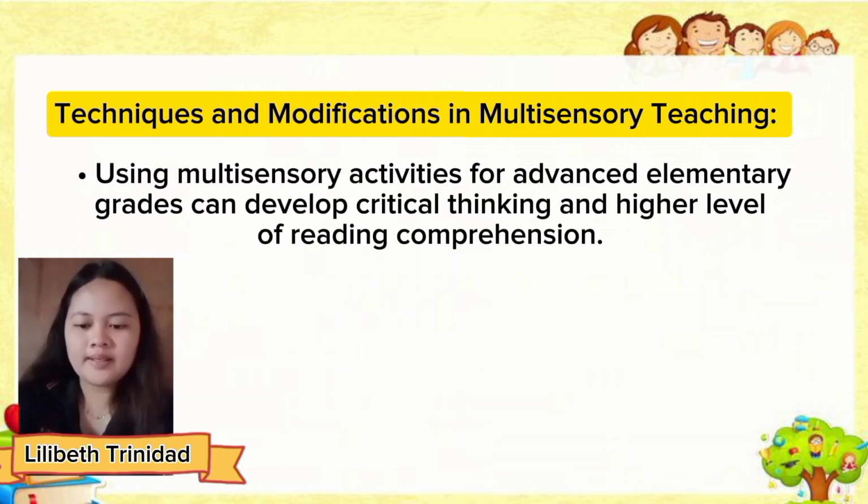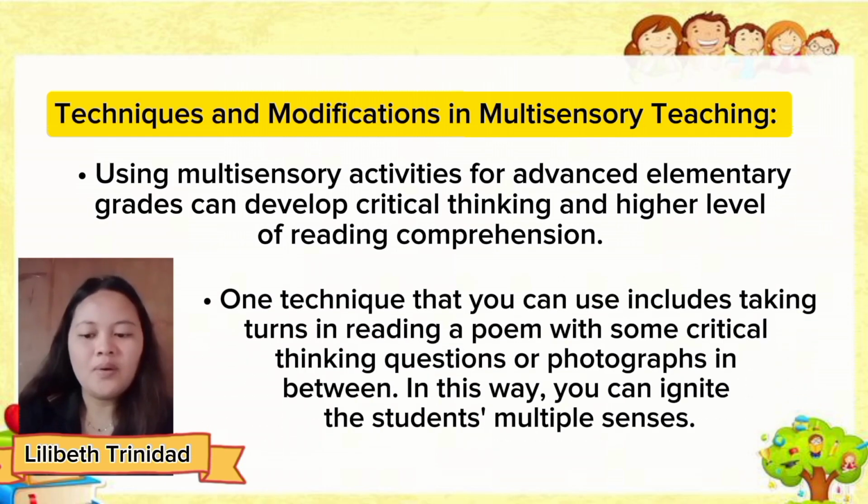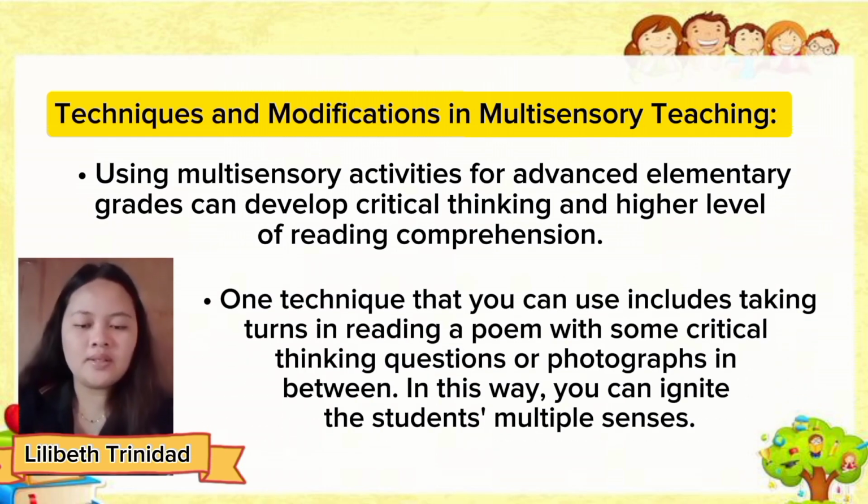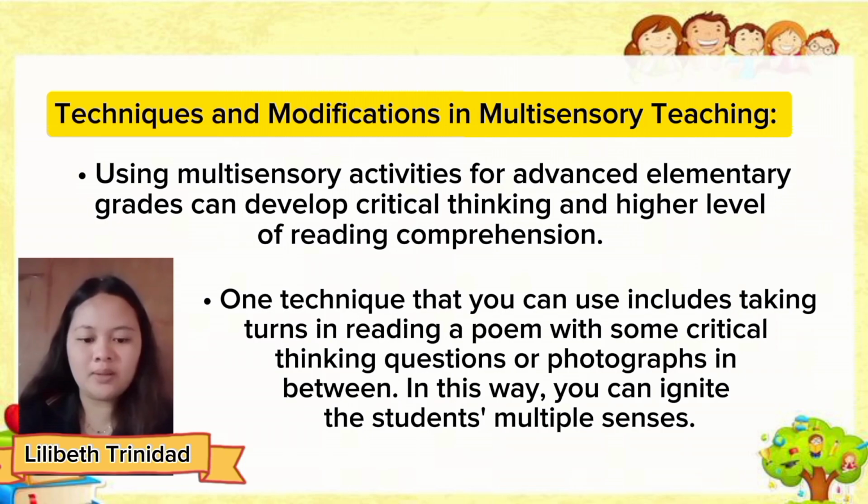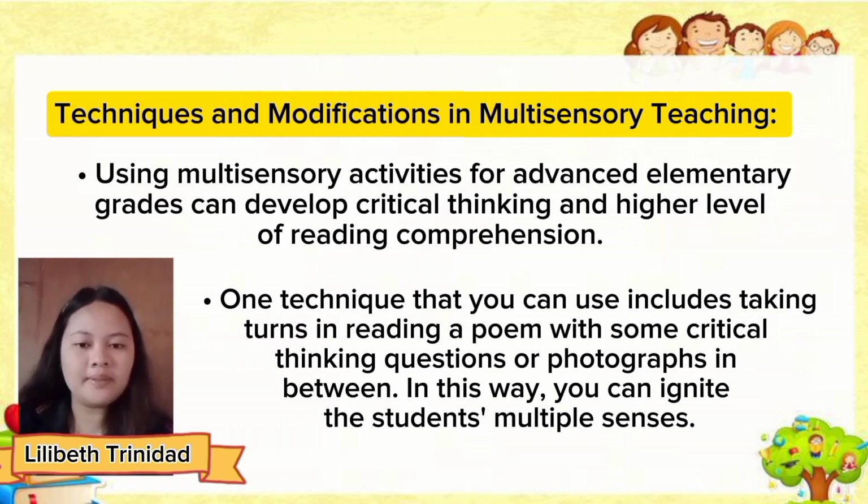Using multisensory activities for advanced elementary grades can develop critical thinking and a higher level of reading comprehension. One technique that you can use includes taking turns in reading a poem with some critical thinking questions or photographs in between. In this way, you can ignite the students' multiple senses.